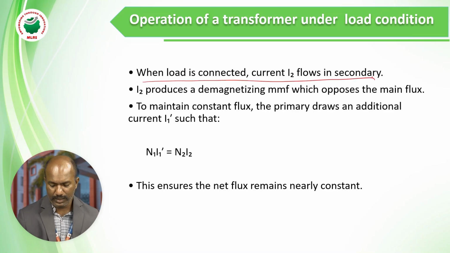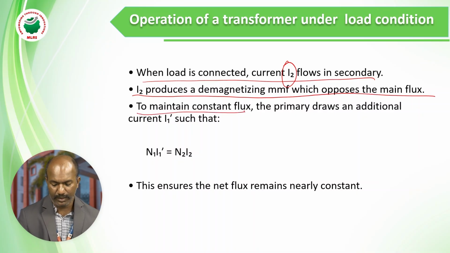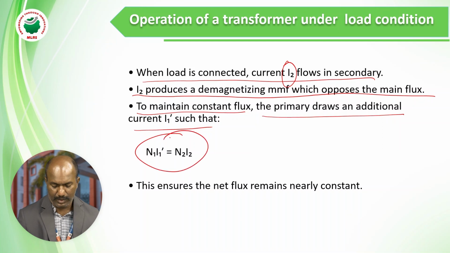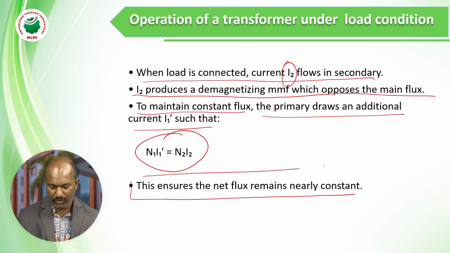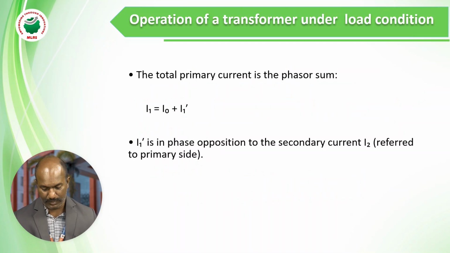When load is connected, current I2 flows in the secondary. I2 produces a demagnetizing MMF which opposes the main flux. To maintain constant flux, the primary draws additional current I1 dash such that the MMF in the primary winding is equal to the MMF in the secondary winding. So this ensures that the net flux remains nearly constant.